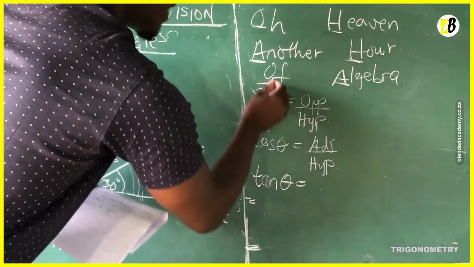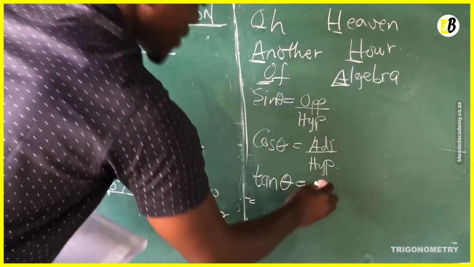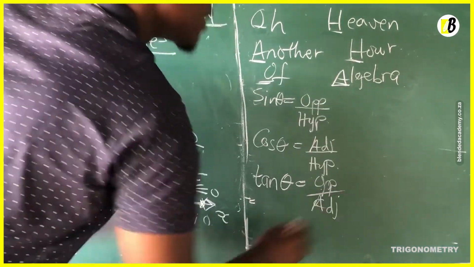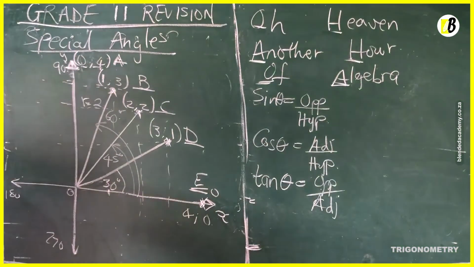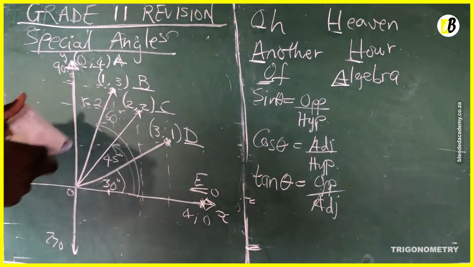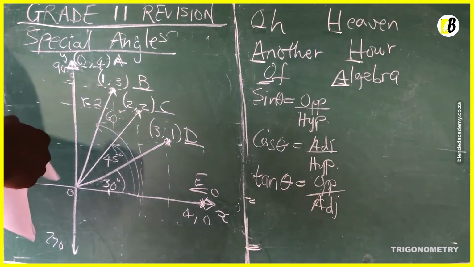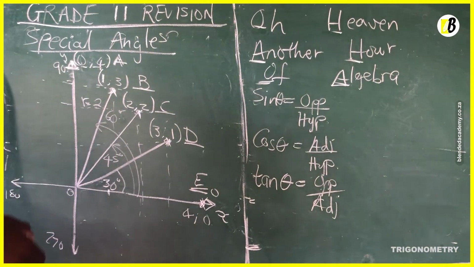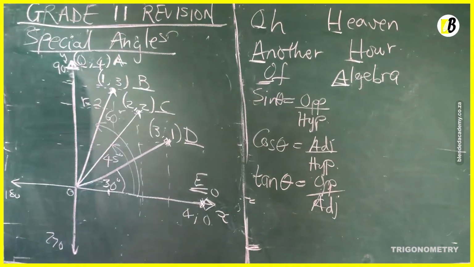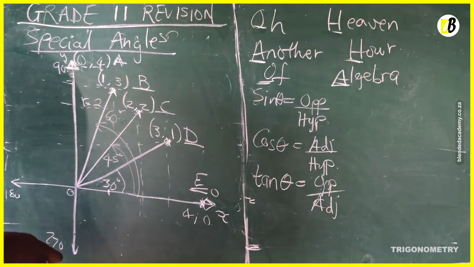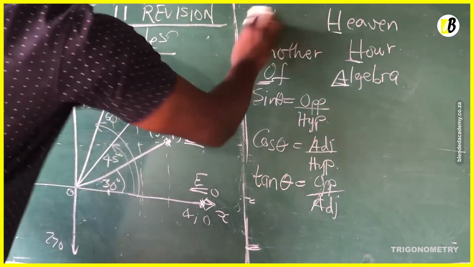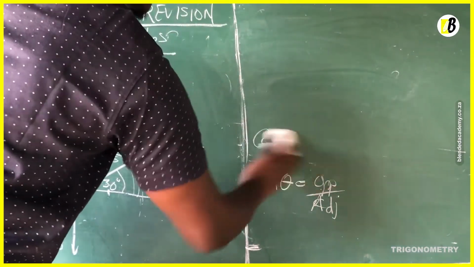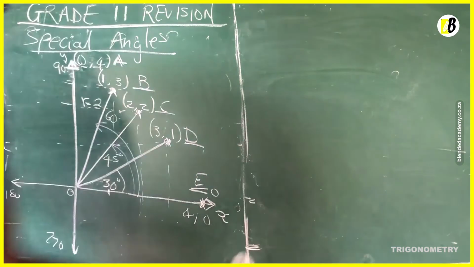And then tan theta is the last one: opposite divided by adjacent. Okay, just copy those expressions, and then we're going to use them to solve different trigonometric problems involving special angles. Let me just give you some time. Hope you've covered all these expressions.